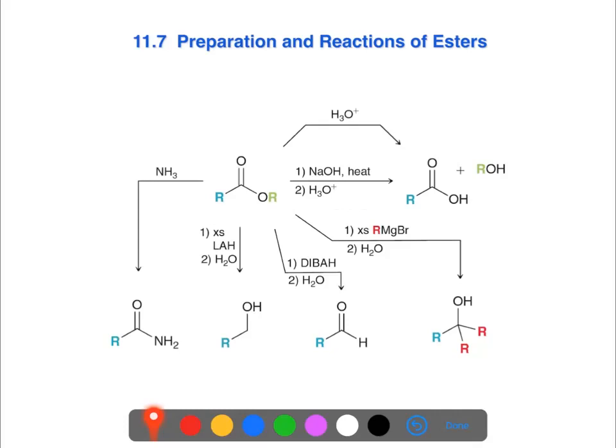So although the esters are less reactive than the acid chlorides and acid anhydrides, the esters still have some synthetic utility. We saw that esters could be converted to the corresponding carboxylic acid in one of two ways.